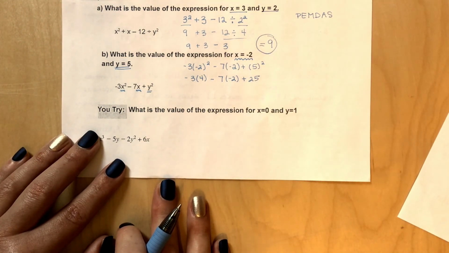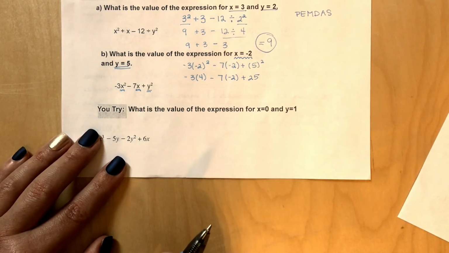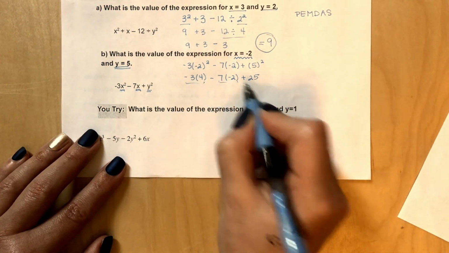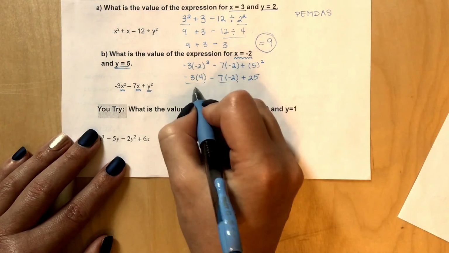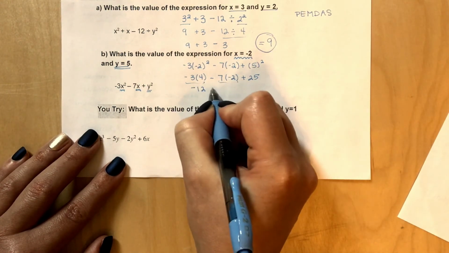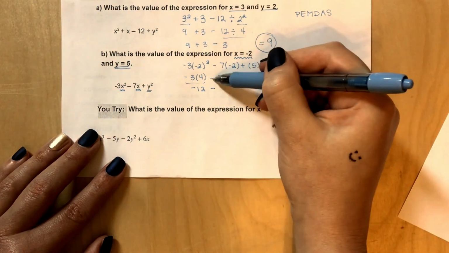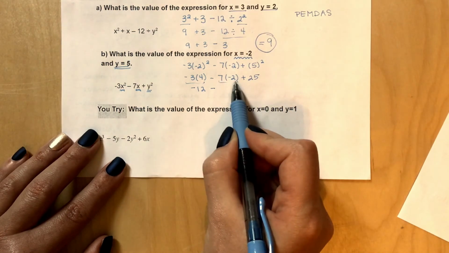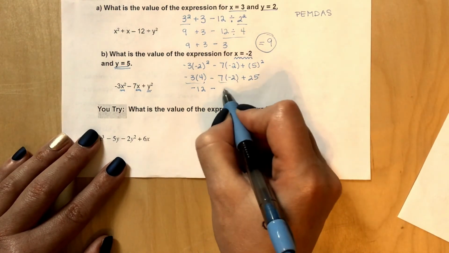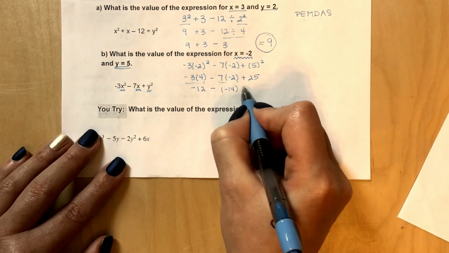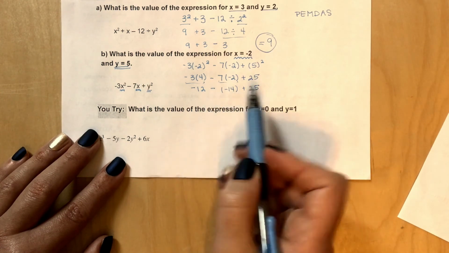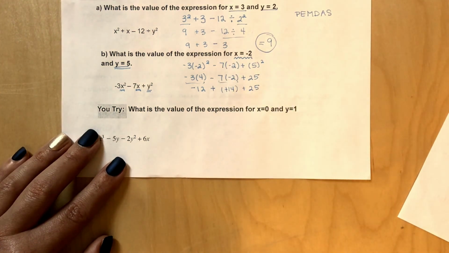Okay. Now I'm going to do multiplication and division. Well, I don't have any division, but I do have two sets of multiplication. So I have negative 3 times 4, 7 times negative 2. So this is negative 12 minus, I just carried this minus sign down, 7 times negative 2. A positive times a negative gets me a negative. So I'm going to have negative 14 plus 25. Remember, when you subtract a negative, it becomes plus a positive.